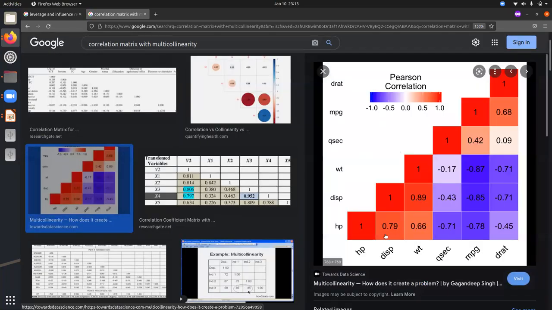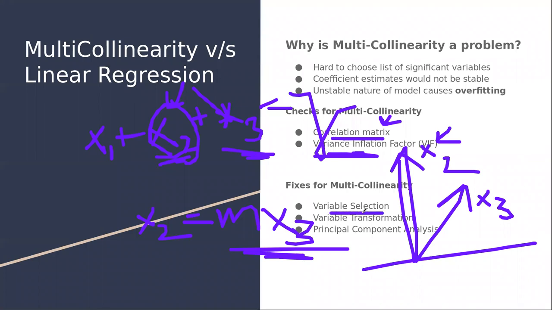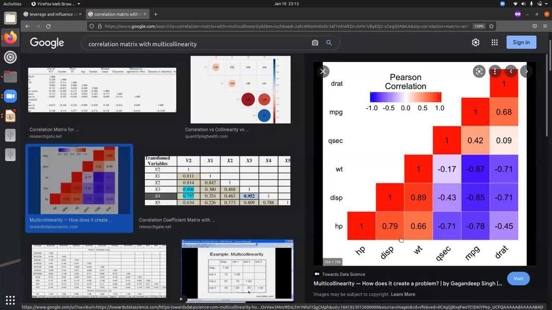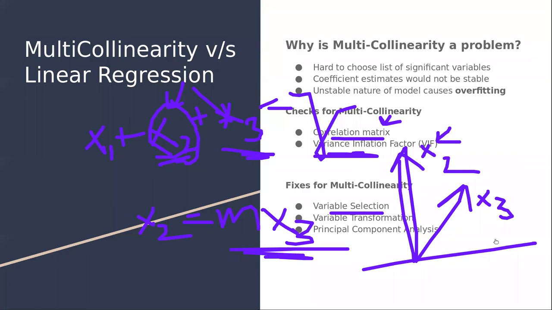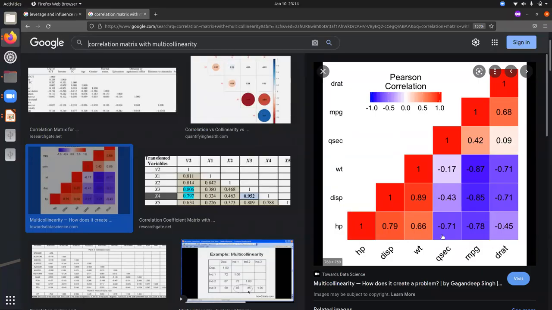Now you can see displacement versus horsepower has a very high correlation factor. So is the weight with displacement. So these points can be removed. These variables can be removed. This is what we want to talk about, variable selection. Or what we can do is transform these variables into something else so that the Pearson correlation is reduced. Or what we can do, take all the variables and do a principal component analysis.